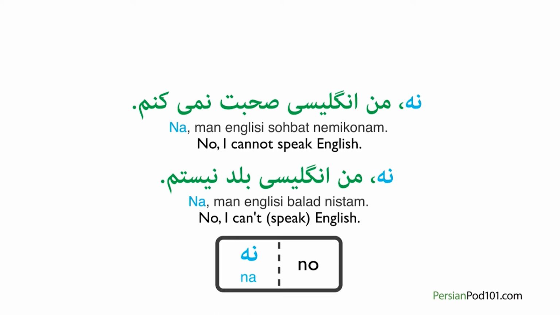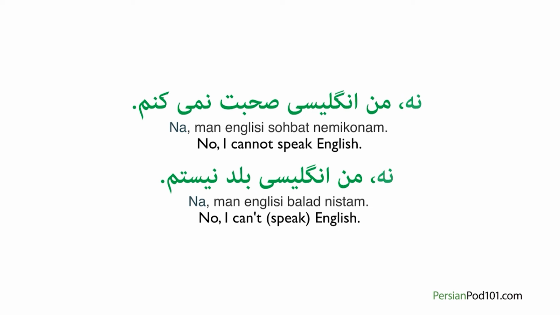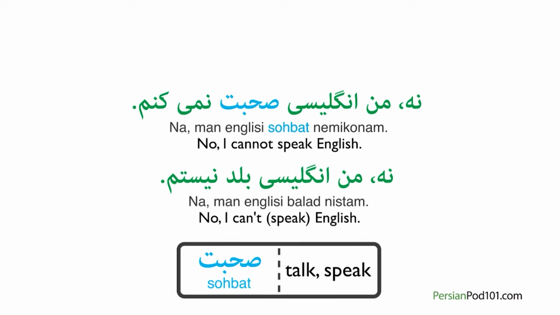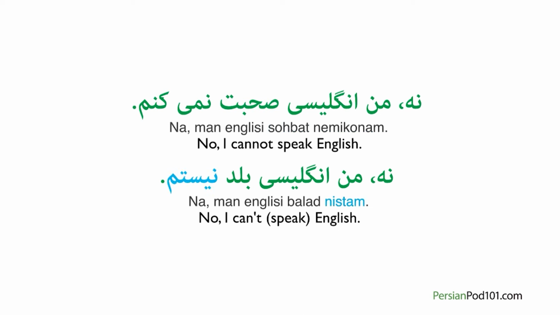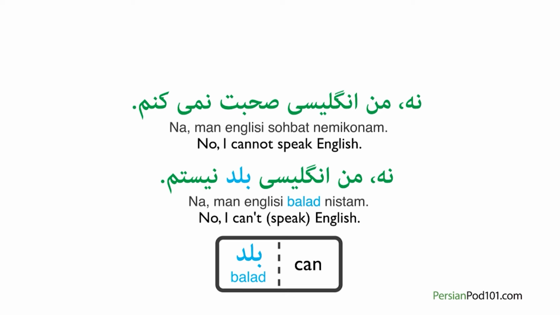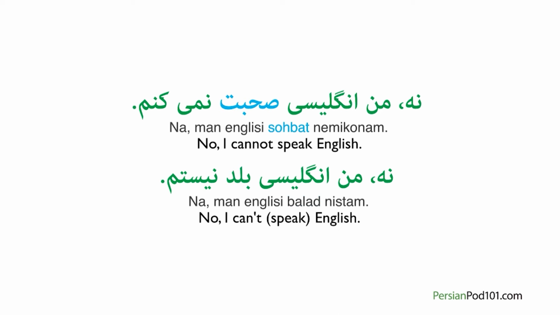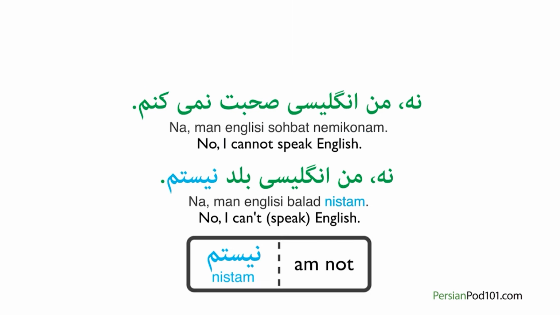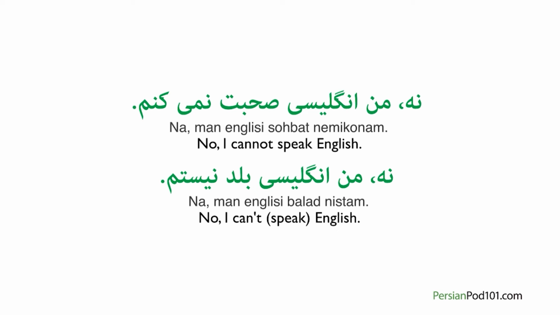Since this last example is a negative reply to a yes or no question, we need to say نه, meaning no, at the beginning of the sentence. We also said نمی کنم, meaning don't, after the verb صحبت, meaning talk or speak. Or نیستم, meaning am not, after the verb بلد, meaning can. Combined with صحبت, now you know that صحبت نمی کنم means I don't speak, and صحبت می کنید means you speak. Also, نیستم is actually the negative version of هستم, but it looks slightly different in the negative form. Verbs and phrases change depending on the person speaking.